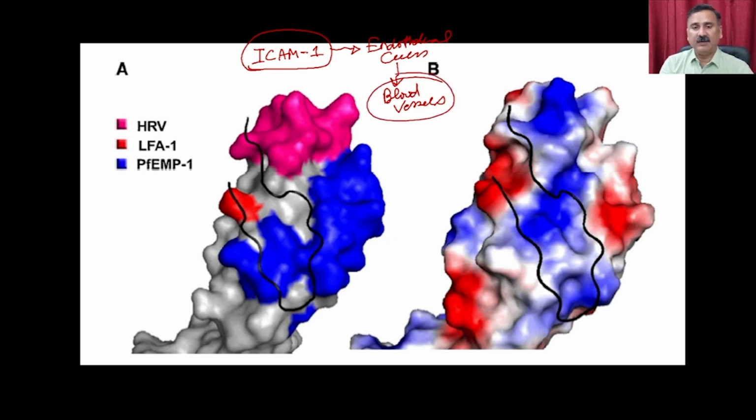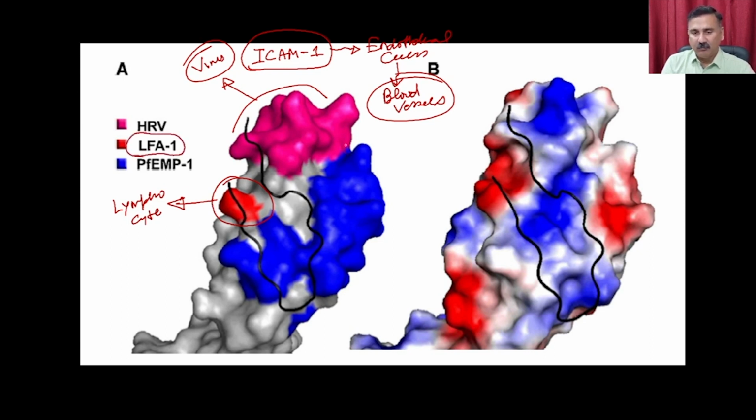Now you see the ICAM1. ICAM1 has three regions. One is this region, which is for the virus. Then you have this region. See this small portion. This is the region from which it is binding the lymphocytes, because this is the lymphocyte binding factor. And then this blue region, what you see, is for the malaria parasite.